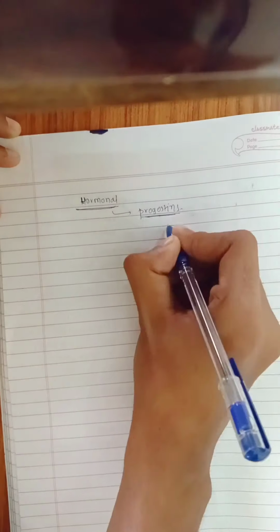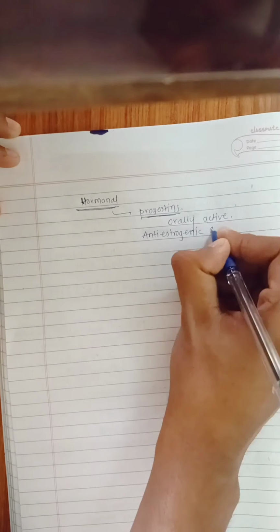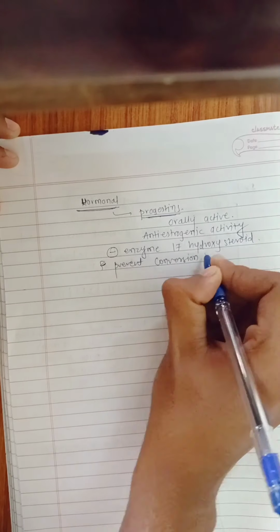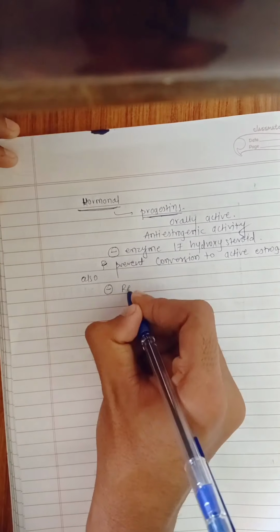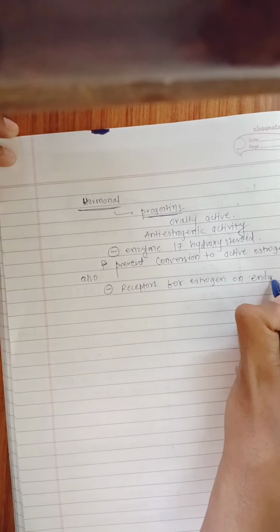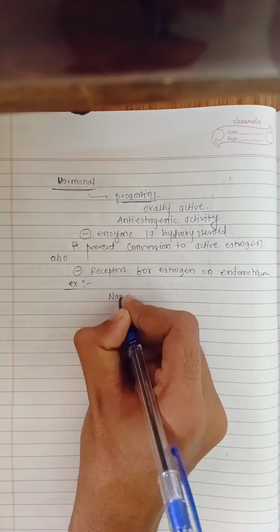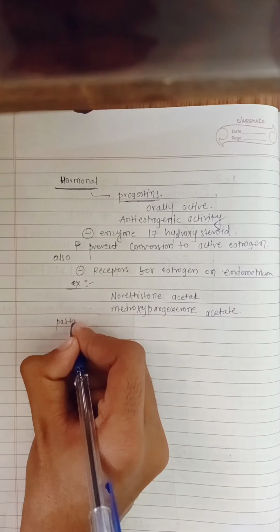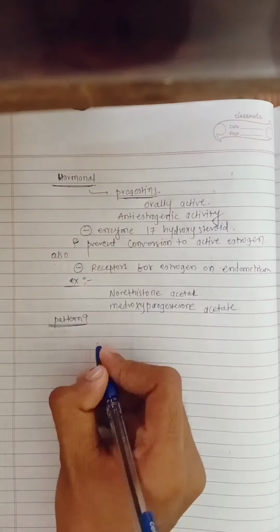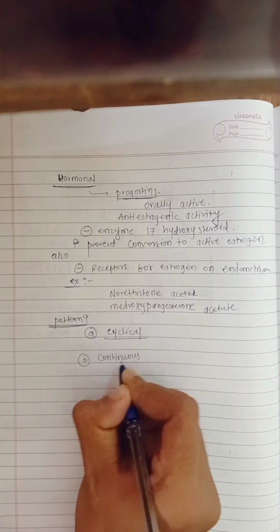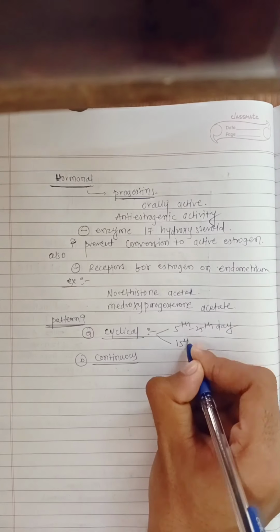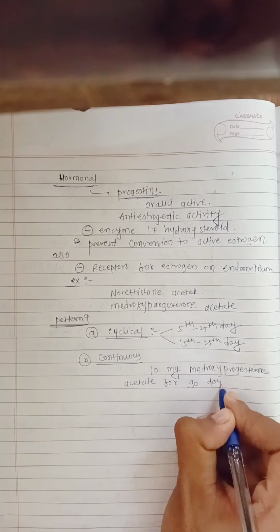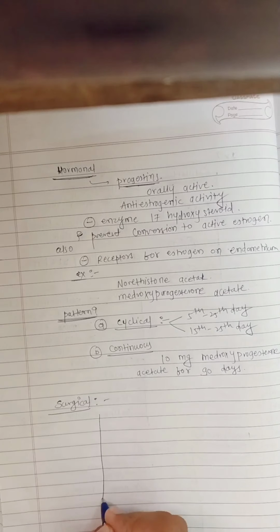What is hormonal? Hormonal progestins are orally active drugs with anti-estrogenic activity which negatively block the 17-hydroxysteroid hormone. They also block the receptors for estrogen on endometrium. Example being norethisterone acetate, medroxyprogesterone acetate. What is the pattern of giving the drugs? Cyclical or continuous. Cyclical being 5th to 25th day and continuous 10 mg medroxyprogesterone acetate for 90 days.